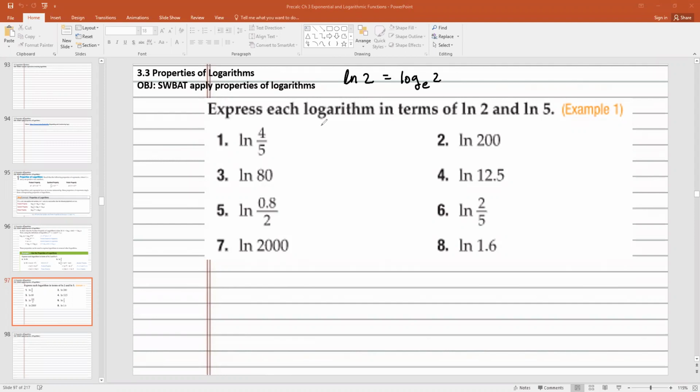All right. So here, we want to write all of these as natural log of 2 and natural log of 5. So you want to separate them each. So look at each of those numbers separately. So this 4, how can we write it as a 2 or as a 5? We can write that 4 as a 2 squared. And the 5 is just a 5. Okay, so watch this. We're going to break it down.